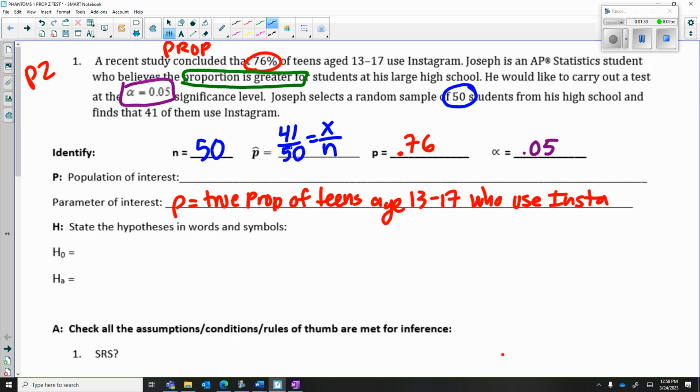and we will get our sample proportion p hat. So the population of interest is who he took the sample from. If you look after the word from, you'll see it says from his high school. So he took students from his high school. So the population of interest is all students at Joseph's high school.